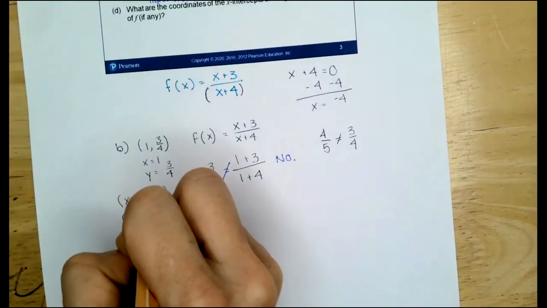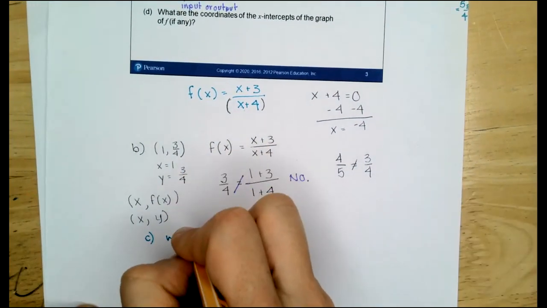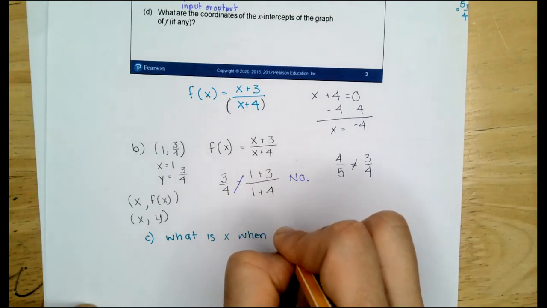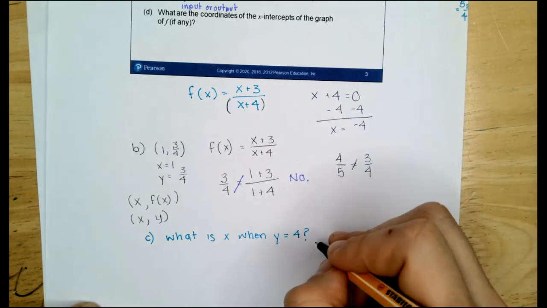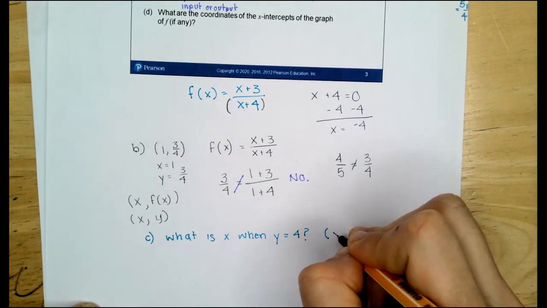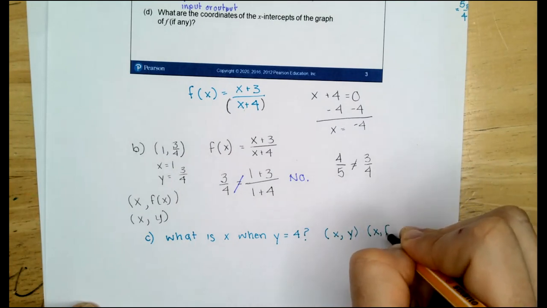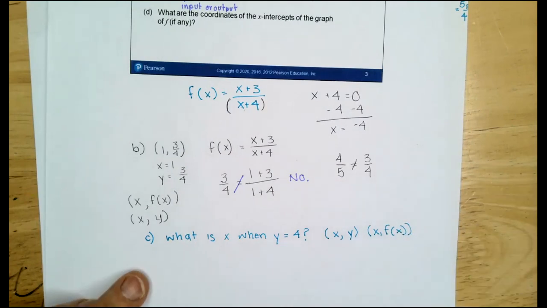So C is, what is x when y equals 4? Yeah? And then what point is that on the graph of f of x? The point is going to be x, y, or x, f of x. That's what they want. They just want you to put it in coordinate point form.